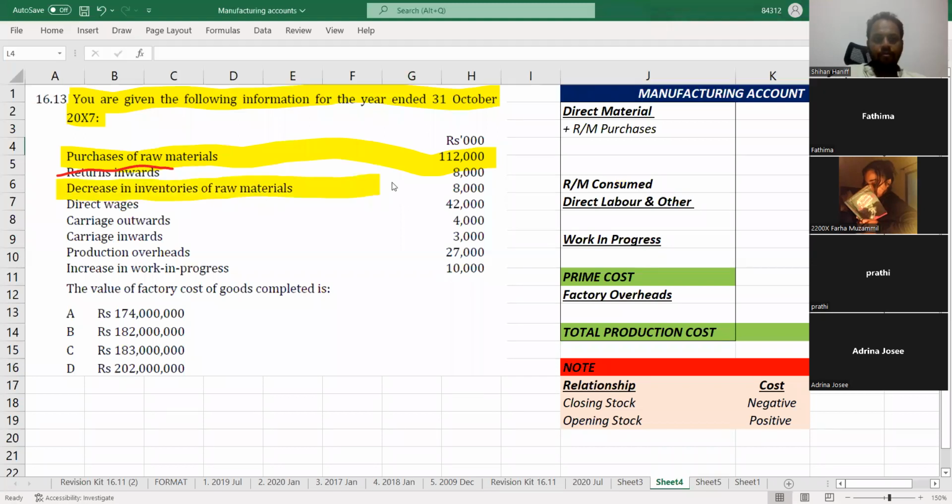decrease in inventories of raw material. So that's a closing stock. Inventory of raw material, raw material decrease. Then what happens? Opening and closing. Decrease means this will increase. Cost will increase. Negative relationship. That's why I told you about this relationship.